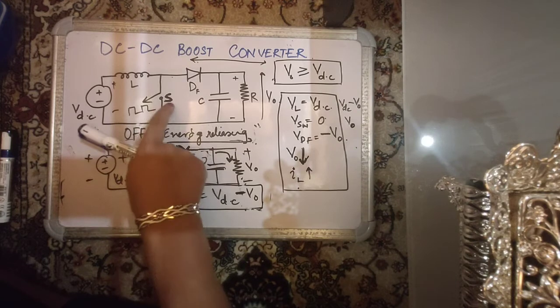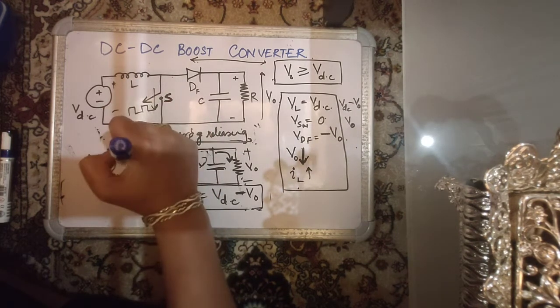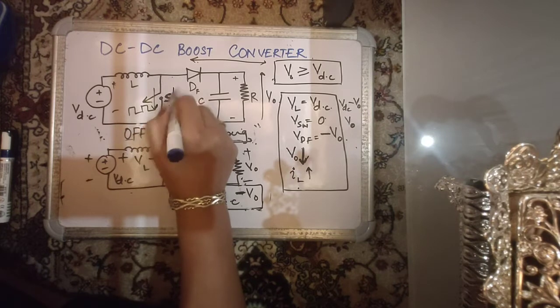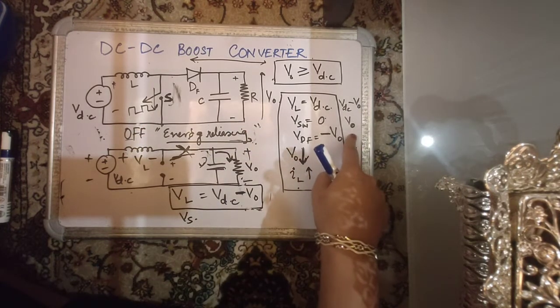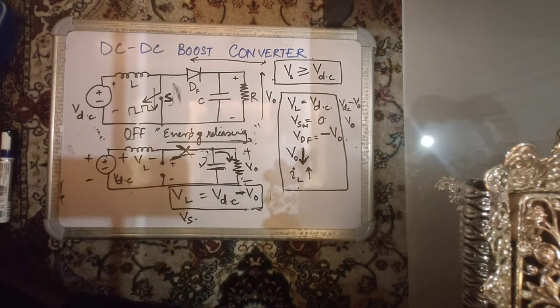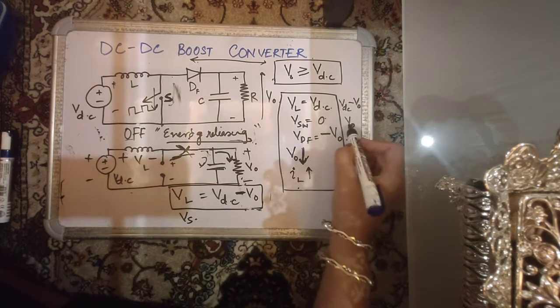So this device that you have to choose has to carry only positive currents, and only positive voltages have to be blocked by this device. It has to block only positive voltages. Therefore, you can use a single quadrant fully controlled switch. So then you can choose an IGBT or a MOSFET over here. So that is the voltage across the switch.